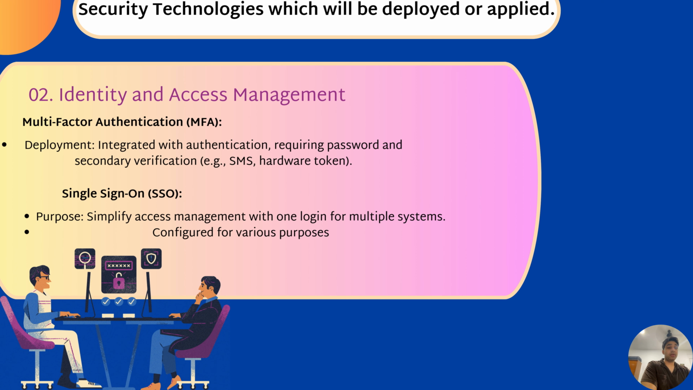The second security technology would be identity and access management. As mentioned earlier in the blueprint, it would be multi-factor authentication, which will be integrated with authentication requiring passwords and secondary verification. Also, single sign-on, which will simplify access management with one login for multiple systems. It would be configured for various purposes.